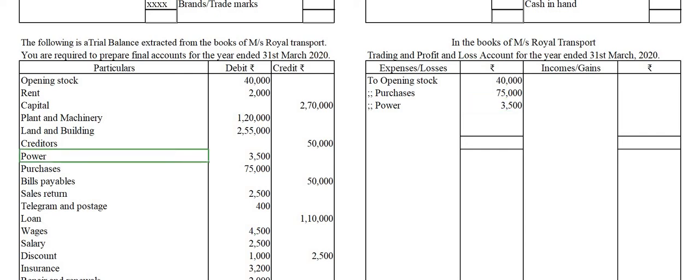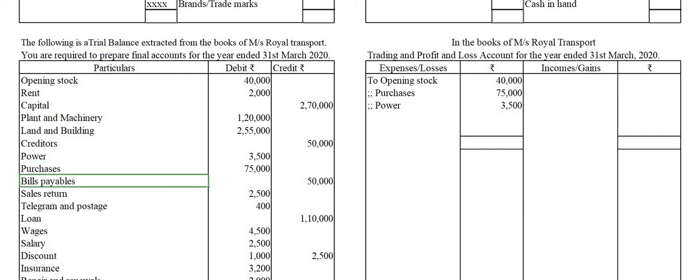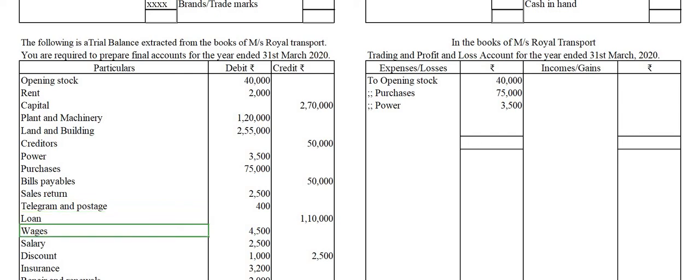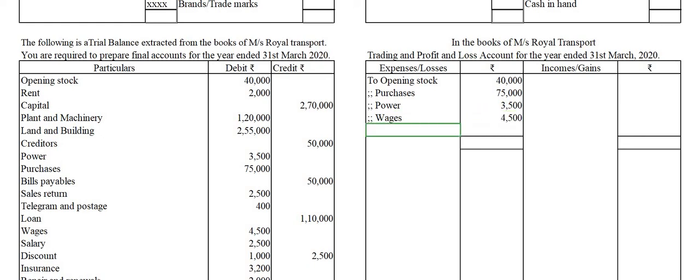Okay. Then after power, purchases we have taken. Bills payable, liability. Sales return will be deducted from sales. Telegram and postage, indirect expense. Loan, liability. Wages, it's a direct expense. Like this you can make a tick mark and take each item, that will be easy, because if one item is given in the trial balance you need to take it in only one place. So when you get the question, if you tick mark each item as you take it, you will not get confusion. So wages is over.